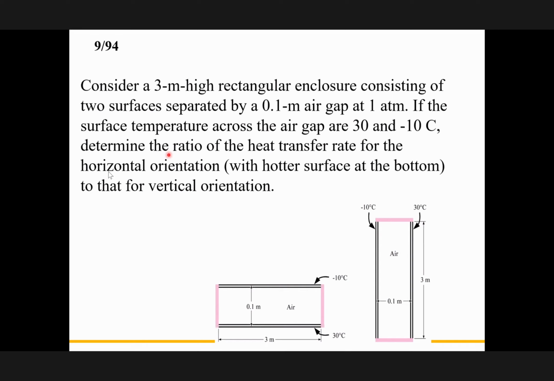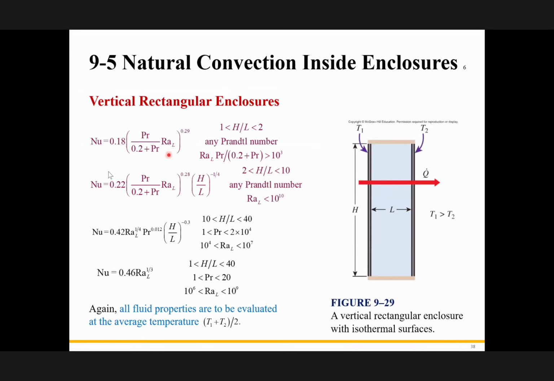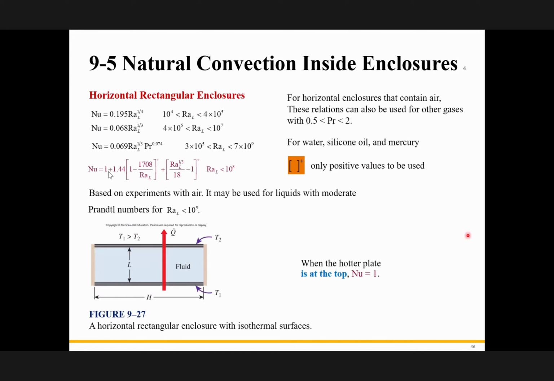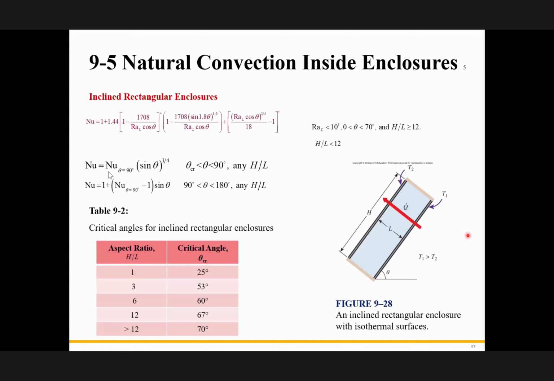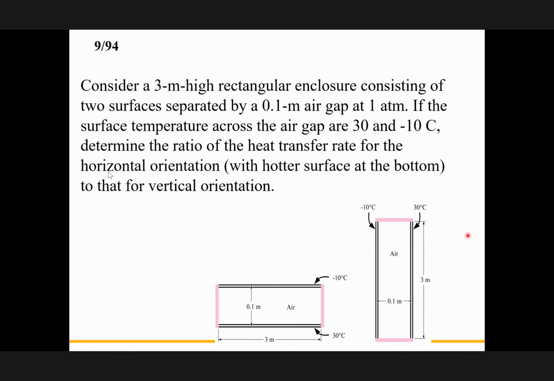Any suggestion? Okay, let's go back. We have this set of equations for vertical plate, and we also have some good correlations for horizontal plate. He's asking you to find the ratio. Therefore, we have this temperature difference, we have the characteristic length, and so on. We can go back and calculate the Rayleigh number.